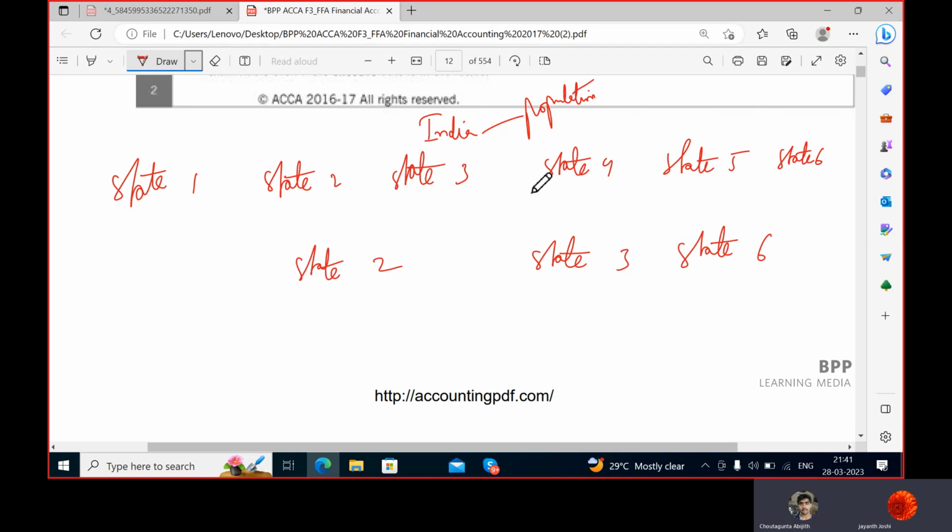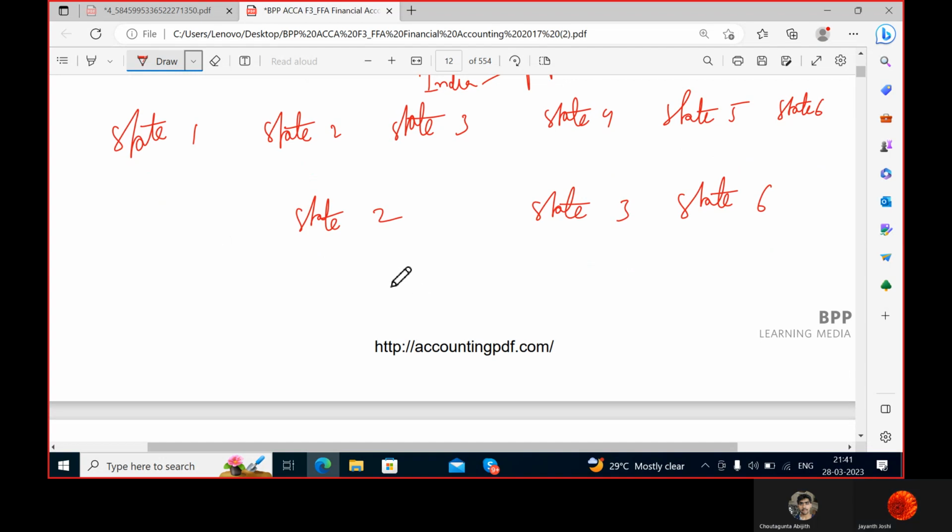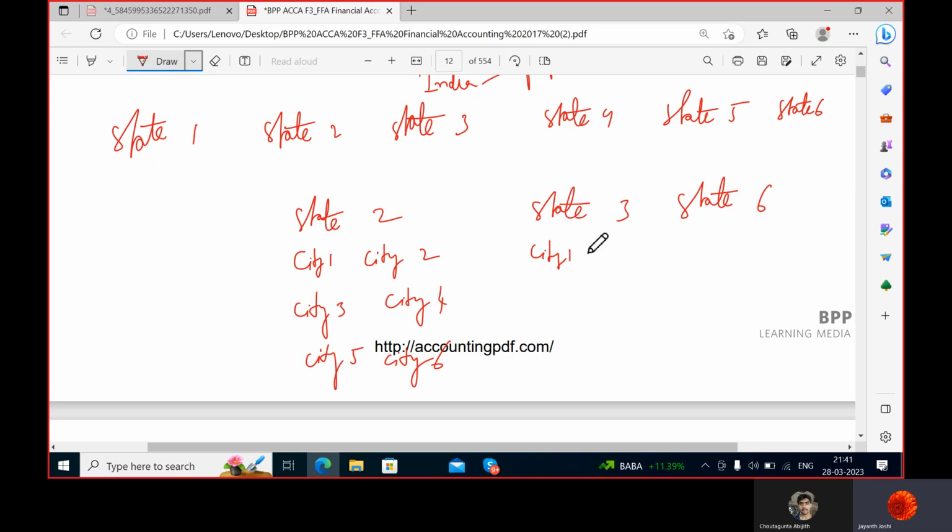So this was cluster. Out of that cluster, we selected one more cluster. We made one more cluster. And again, we will divide the states into one more cluster, that is cities. City 1, City 2, City 3, City 4, City 5, City 6. Again, City 1 under State 3, City 1, City 2. Same category. City 3, City 4, City 5, City 6.